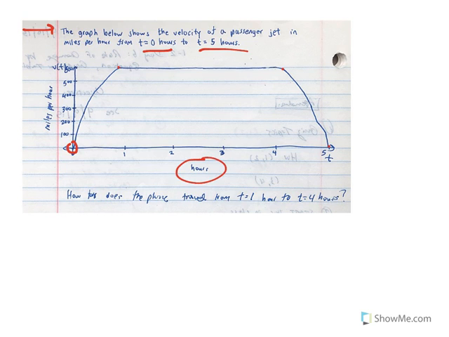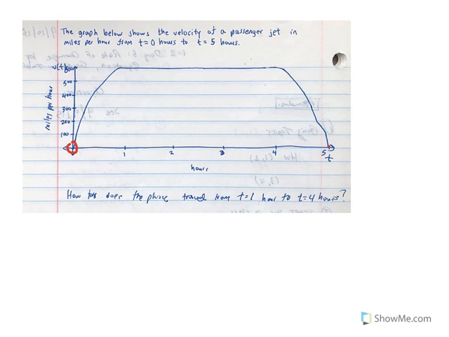So on the horizontal axis, we have time in hours from the time the plane starts to move on the runway from the airport that it left to the time the plane stops on the runway at the airport that it arrives at. And on the vertical axis, we have the speed of the plane, or we can say the velocity of the plane, measured in miles per hour. So the graph shows the velocity of a passenger jet in miles per hour from 0 hours to 5 hours. The question that we want to answer is, how far does the plane travel from t is equal to 1 to t is equal to 4 hours?